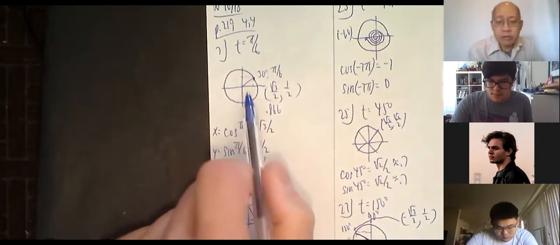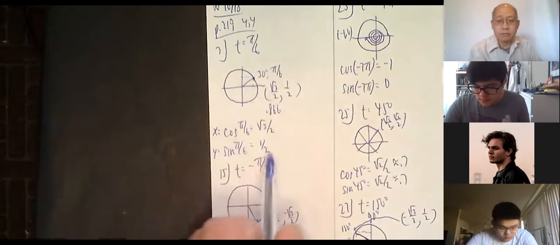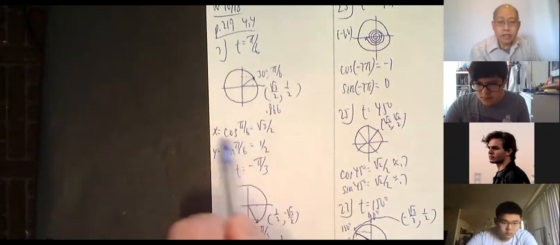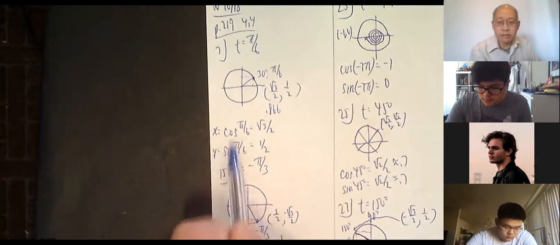Now you should be able to do this without a calculator, frankly. You should be able to come up with stuff like this. So cosine is x, sine is y. They're alphabetical. X is before y, cosine is before sine in the alphabet.